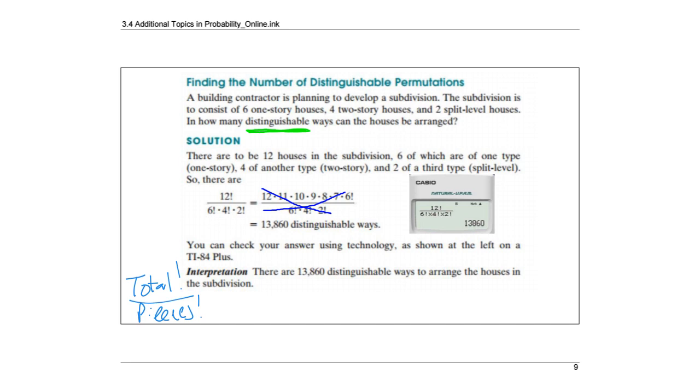So we need to add these up. 6 plus 4 plus 2 gives me 12. So I have 12 factorial on top. On the bottom, I have the 6 one-story times 4 two-story times 2 split level. Okay, so those numbers need to sum to the number on top. Then you pop it in the calculator and you get 13,860 different ways. Isn't that crazy? You have 12 houses and you have that many different ways that you could lay them out.